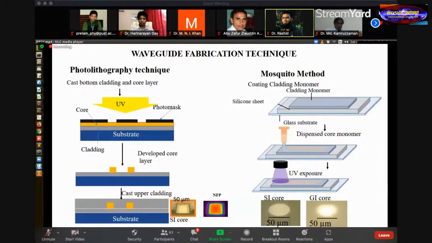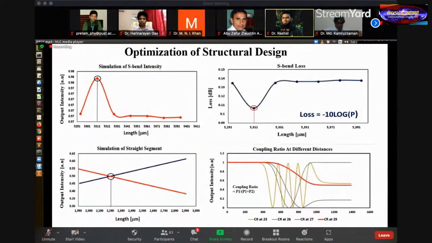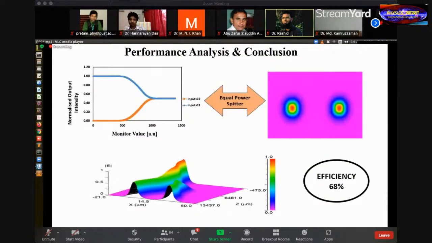The structural design is optimized, and for the S-bend structure, highest intensity and lowest loss is found at length 5311 micrometers. The optimized length of the straight segment is 2290 micrometers. The coupling ratio at a distance of 29 micrometers between the two waveguides shows that the output power splits equally. So the directional coupler works as a splitter and its efficiency is 68%.